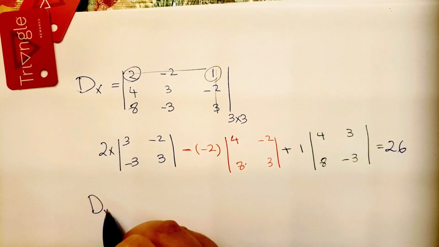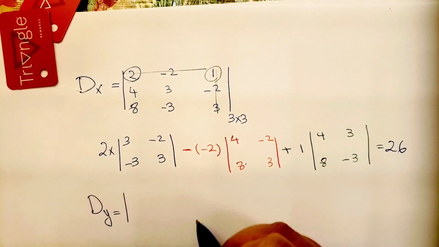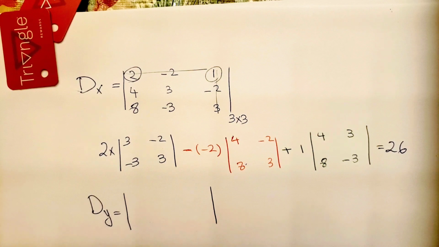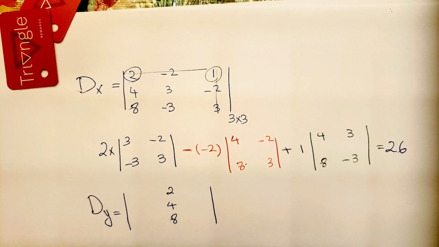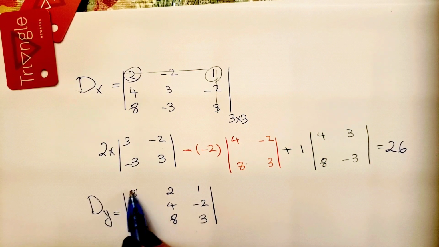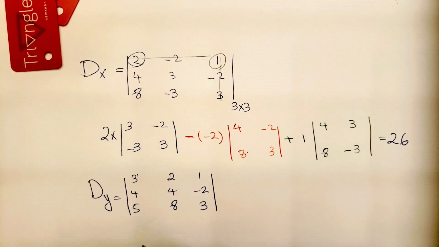Now let's calculate the dy. First we have to form the dy. The y is the second variable, so the second column would be replaced by the constants, which are 2, 4, 8, but the first column and the third column wouldn't change. So that would be 3, 4, 5, and then 1, -2, and 3. Okay, and the size is 3 rows times 3 columns, 3 by 3.